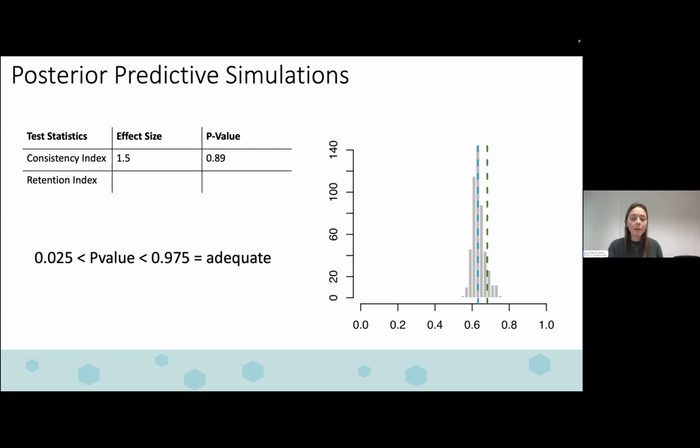So that's ultimately the idea of posterior predictive simulations: you just want to be able to simulate under the model and get a similar output to your input essentially.